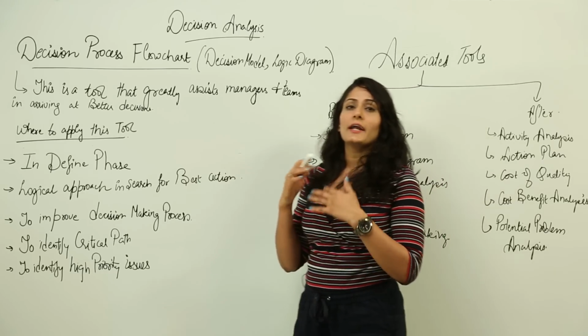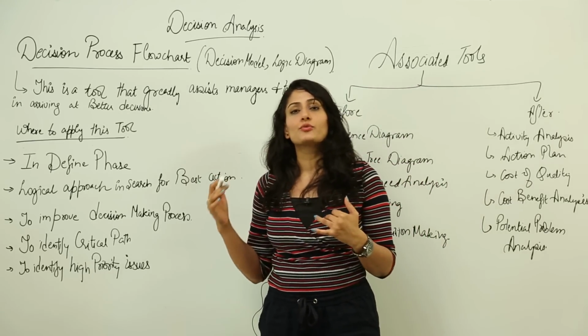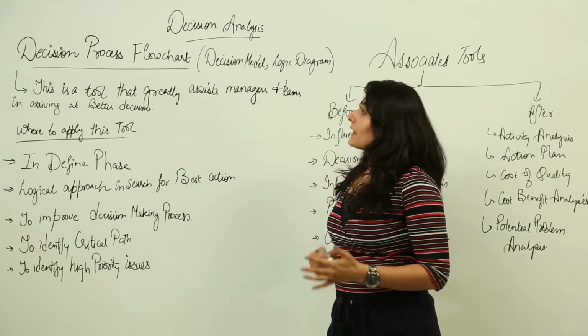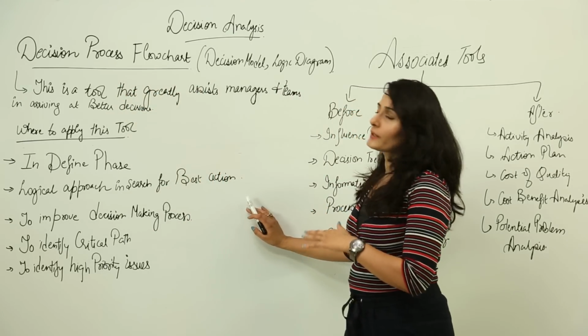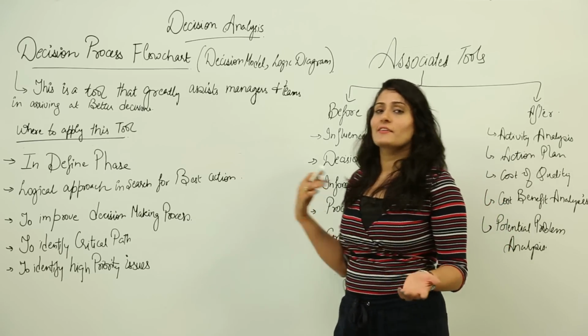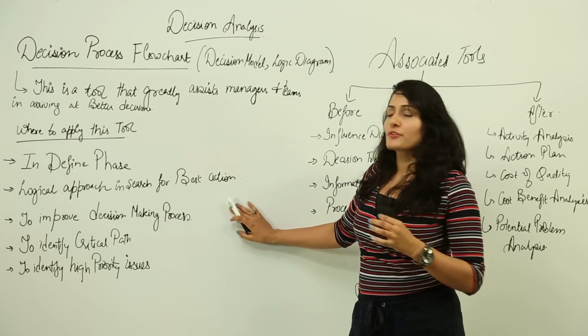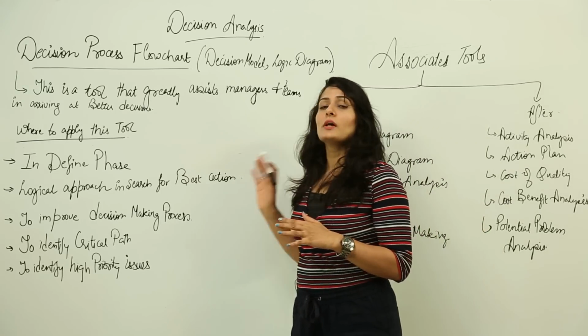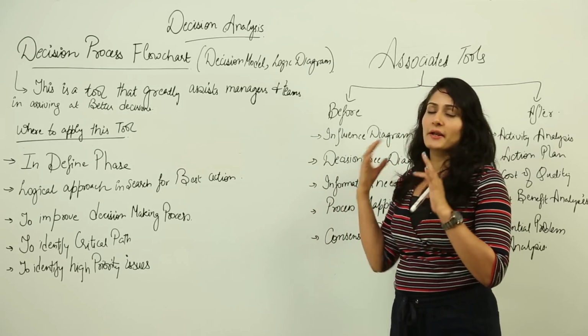Now that you have an idea of what decision analysis is, let's proceed and look at the tools used in this process. The first one is the decision process flow chart, also known as a decision model or a logic diagram, right? So ideally it's a decision making tool, that's very obvious. This is a tool that greatly assists managers and teams in arriving at better decisions.